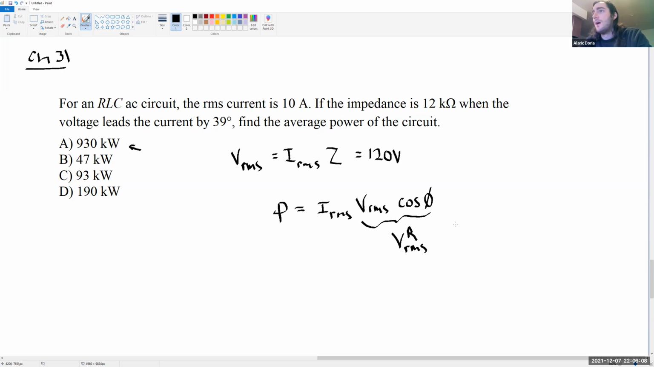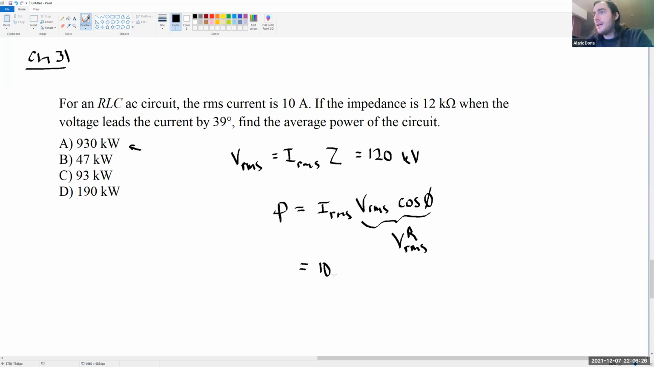So I did make a small little mistake here. This is actually kilovolts here. Thanks to one of my students for reminding me there. So 120 kilovolts because the impedance is 12 kiloohms. And we can just go ahead and plug everything in at this stage.